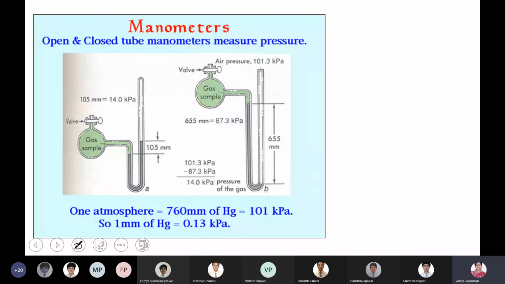Manometers are used to measure the pressure of enclosed gases. Can you see this? If you want to find the pressure of the gas enclosed in a round bottom flask, you use your manometer. A manometer is nothing but a U tube which consists of a liquid. Generally, we use mercury as the liquid. So if I want to find the pressure of the gas inside a chamber, the gaseous enclosure should be connected to a manometer.